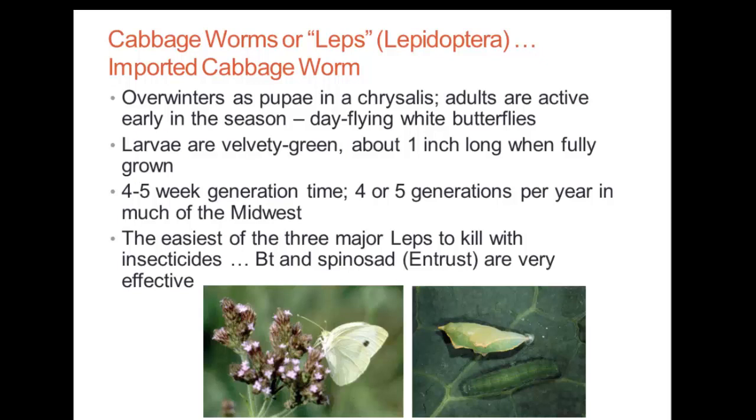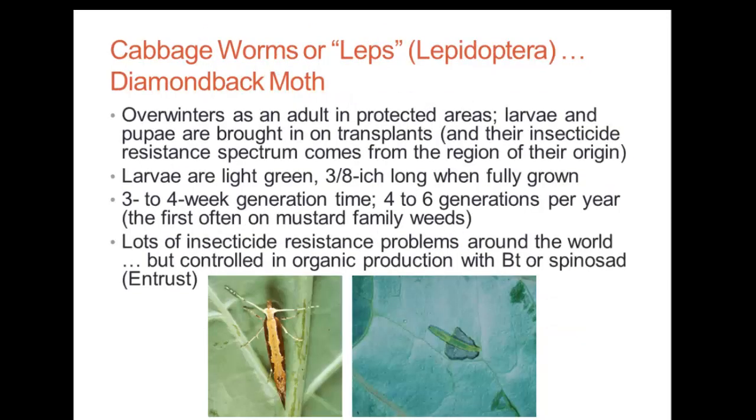One thing about it is, if you do need to control it in plants, it is extremely easily controlled with BT and Entrust. It's really susceptible to those products, and those products don't directly kill their natural enemies.